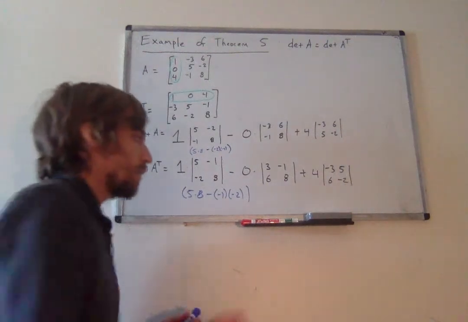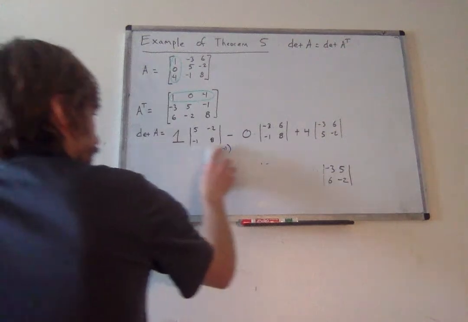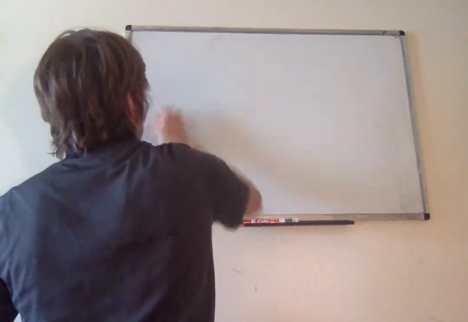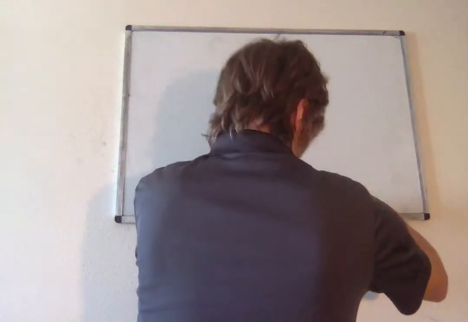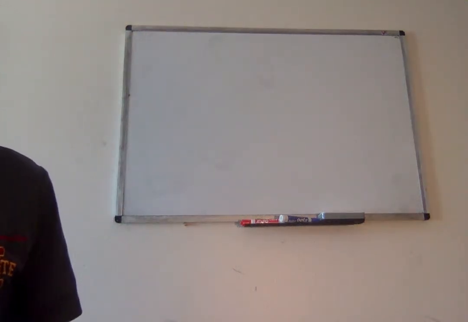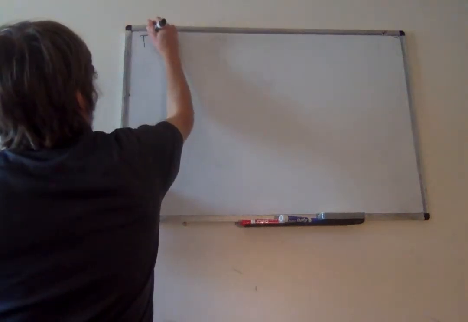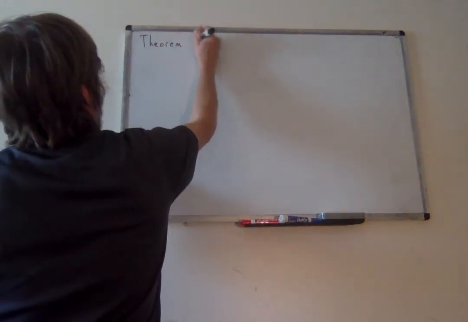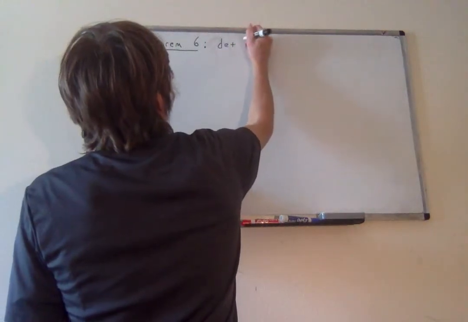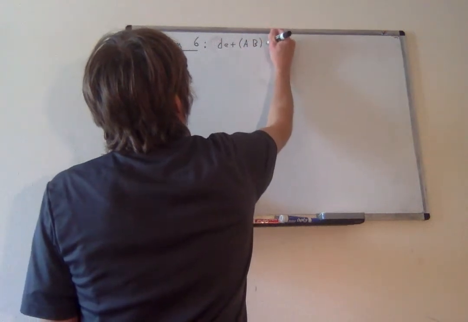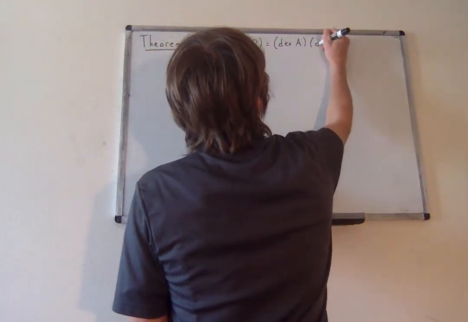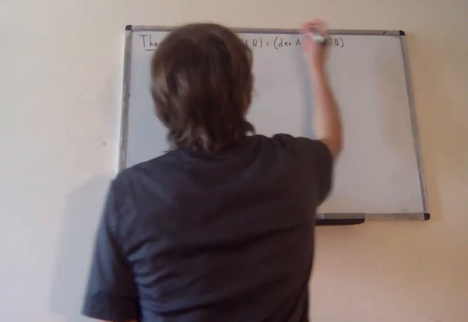Let's move on to theorem 6. Before we get into the proof of theorem 6, what I want to do is look at a few elementary matrices because I want to study something very specific about their determinants. So we'll state theorem 6, or a slightly abbreviated version, the important part of theorem 6: the determinant of A times B is equal to the determinant of A times the determinant of B. So this is what we're trying to prove.